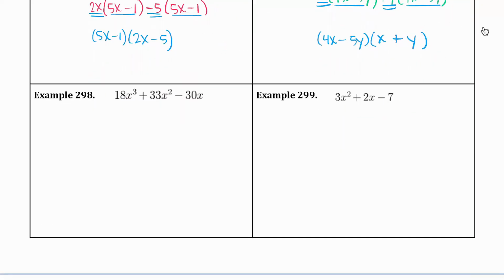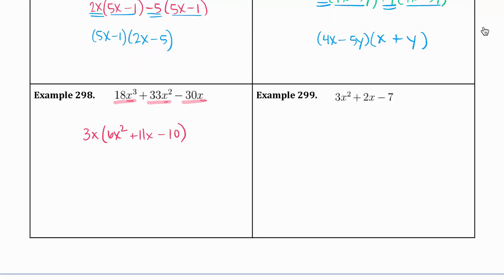We can call it the AC method or the factor by grouping method. Okay, on example 298, notice here we do have a number greater than 1 in front of our leading term, but we do have a greatest common factor we can take out. So if we look at all of these, let's start with our coefficients. We can divide all of those by 3, so we take out a 3. And then we can actually take an x out of all of these. They contain at least one x. I'm going to take a 3x out of all these. If we do that, I'm left with 6x squared plus 11x minus 10.